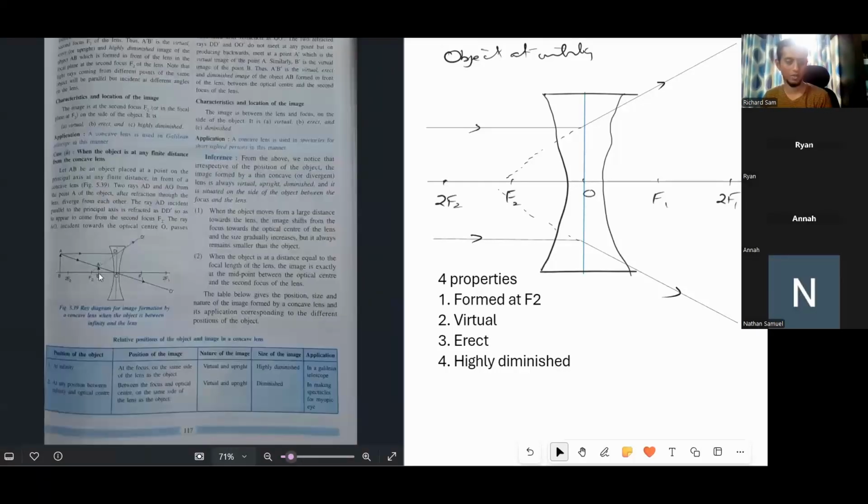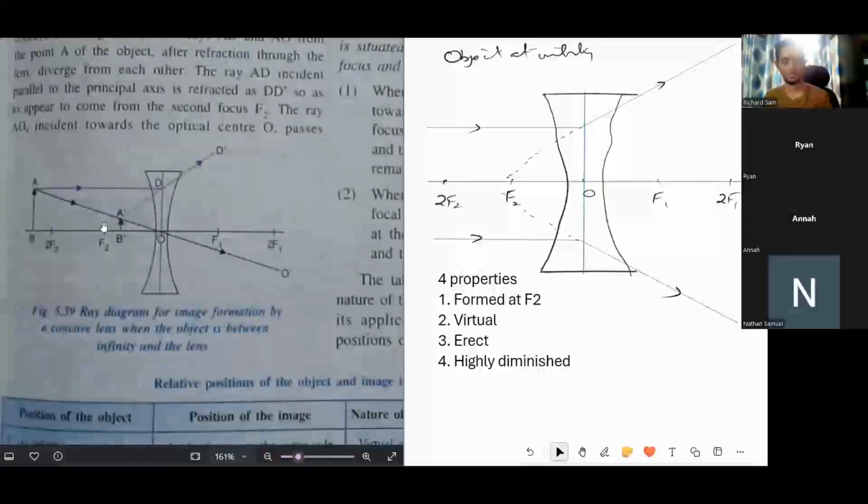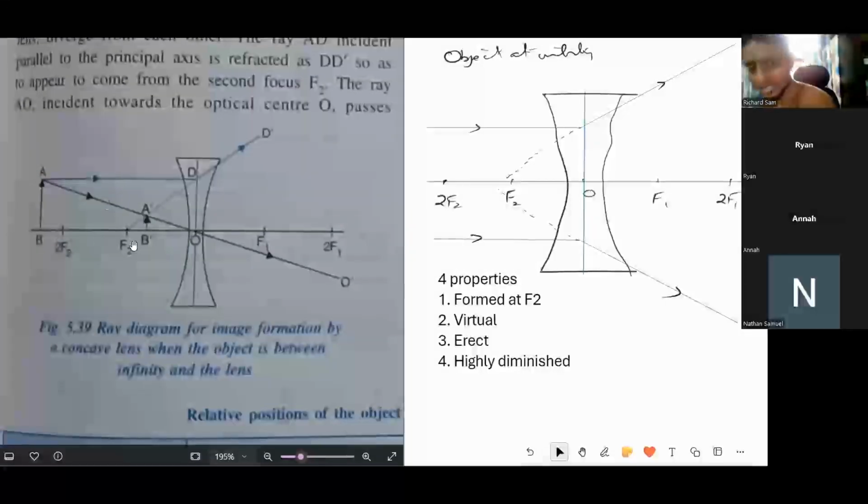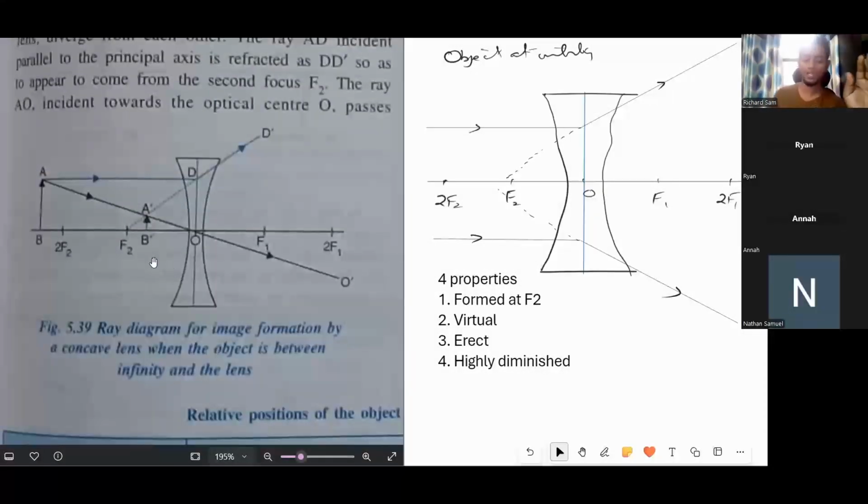Okay, I'll give you time to draw it. And look at the last one. I'll explain in detail in a few minutes, but now just for you to understand, here the object is anywhere in front of the lens. It doesn't have to be at 2f2 or between this or at this. Where is the object placed? Anywhere in front of the lens.